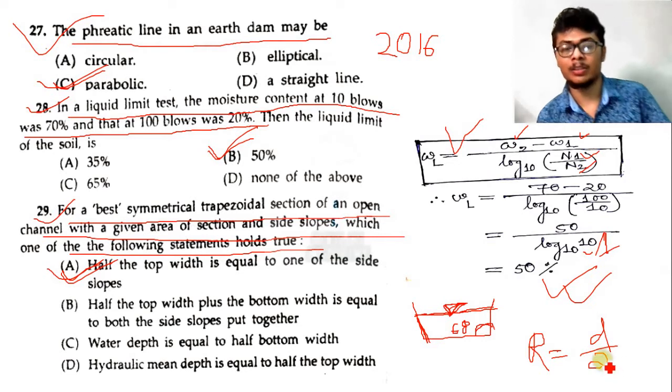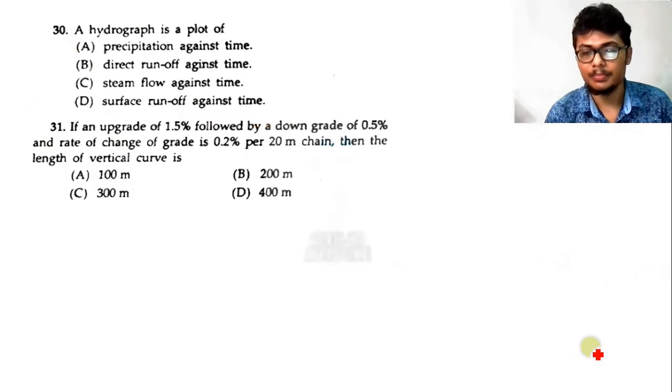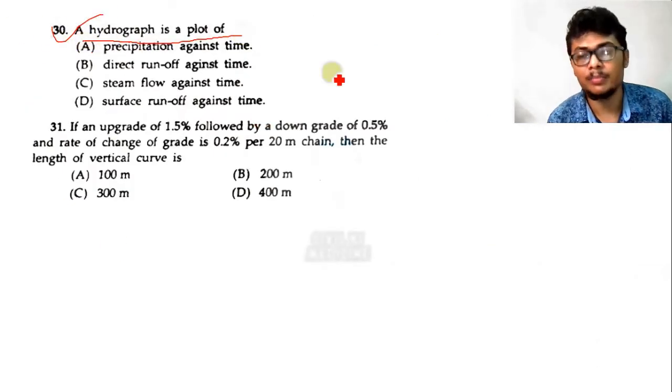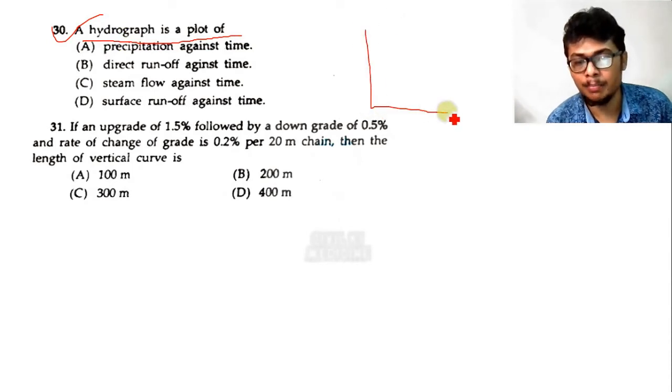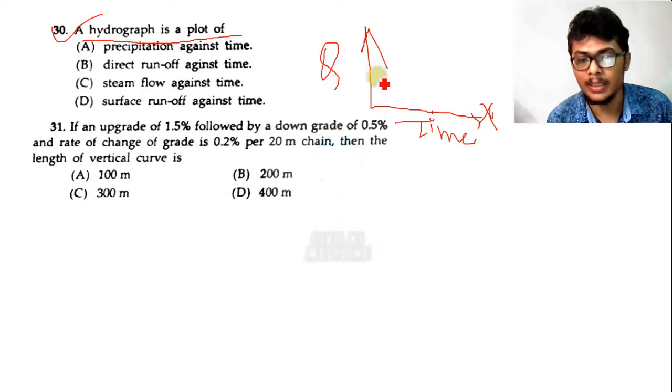This is another condition of the best efficient or economical or best symmetrical trapezoidal section. Next question, question number 30. A hydrograph is a plot of time versus discharge. That means along the x-axis will be my time and along the y-axis will be my flow or discharge Q. And the hydrograph looks like this.